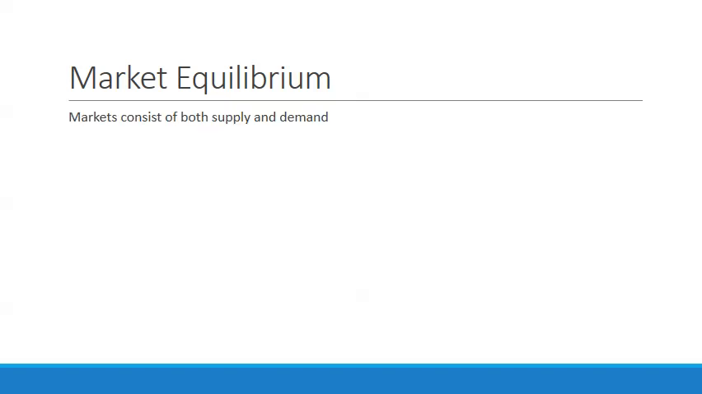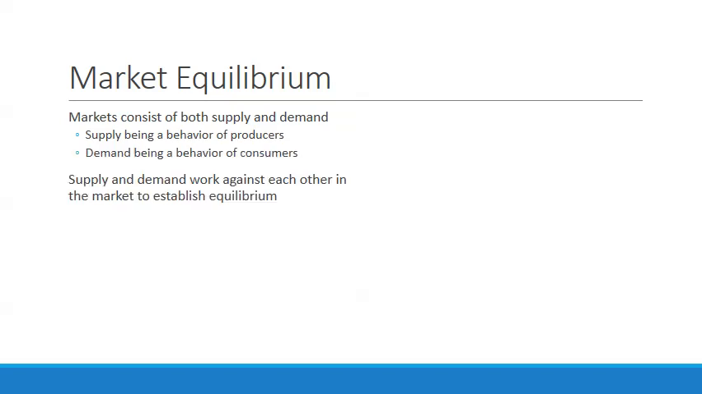So the market consists of both supply and demand. Supply being a behavior of producers, demand being a behavior of consumers. And supply and demand work against each other in the market to establish equilibrium. So they're opposing forces. Because if you take price as the common denominator between the two, what we see, of course, is that for suppliers, when prices increase, suppliers will put more in the market. But consumers, on the other hand, will actually buy less. So equilibrium is the point at which market demand and market supply intersect.